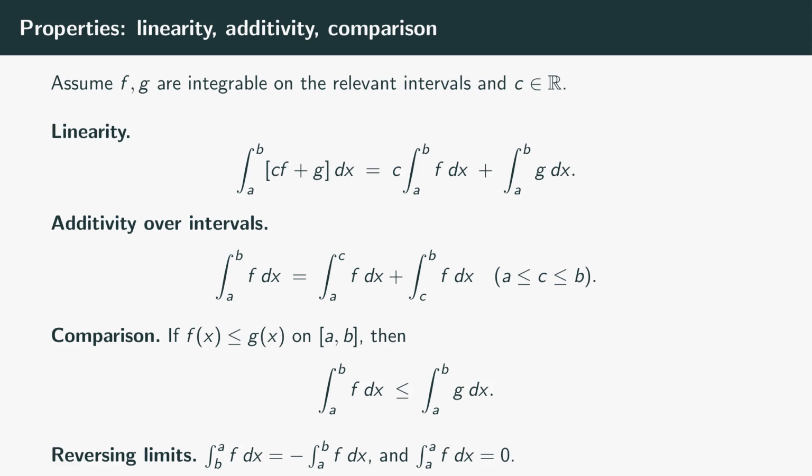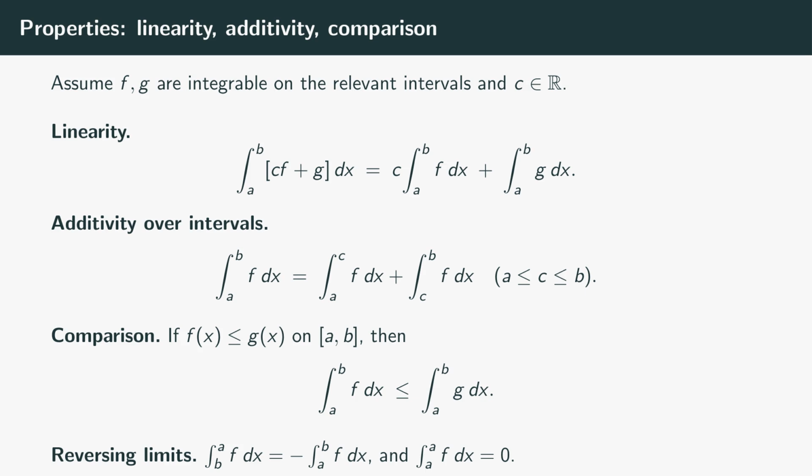Properties. Three you'll use constantly plus two conventions. First, linearity. The integral of c times f plus g is c times the integral of f plus the integral of g. Constants pull out, sums split. Same story as the indefinite integral last episode, because the Riemann sum itself is linear and limits preserve linearity.